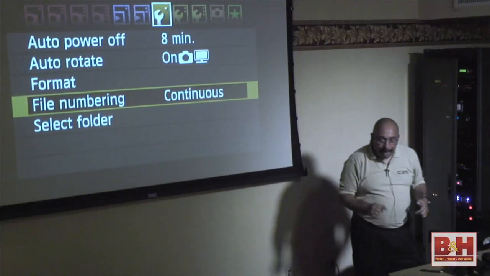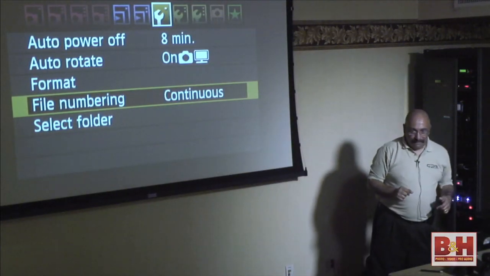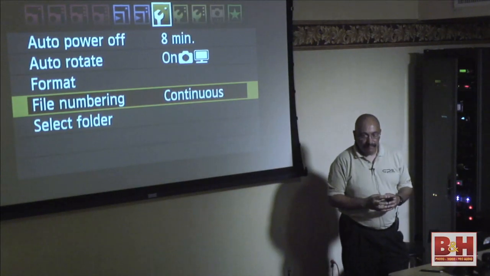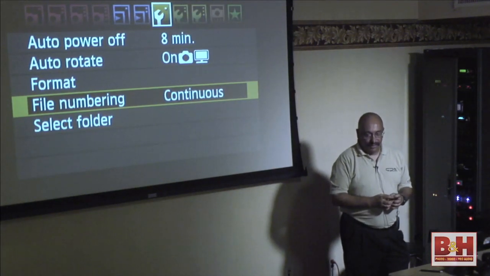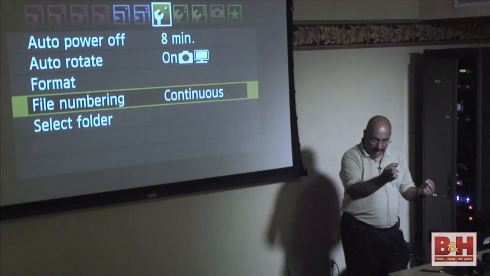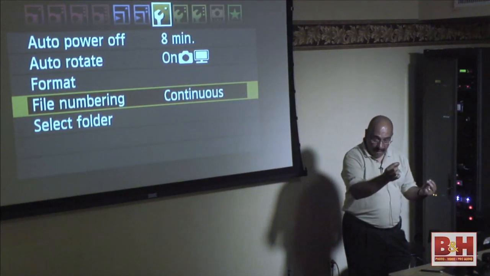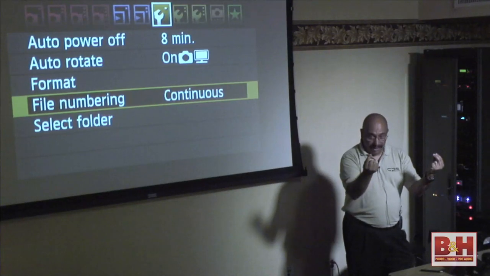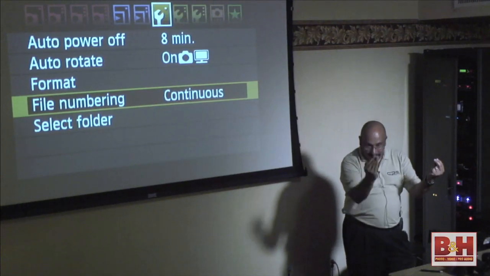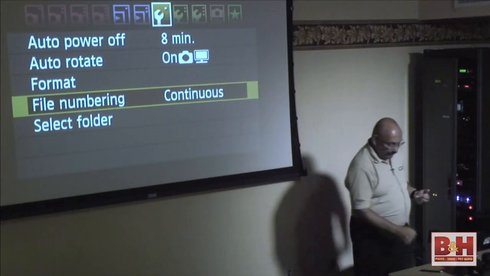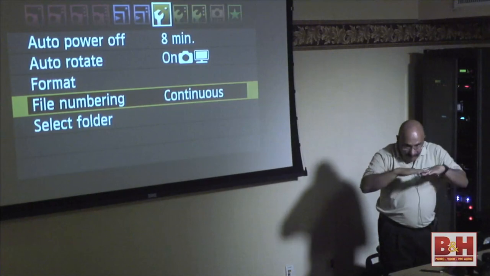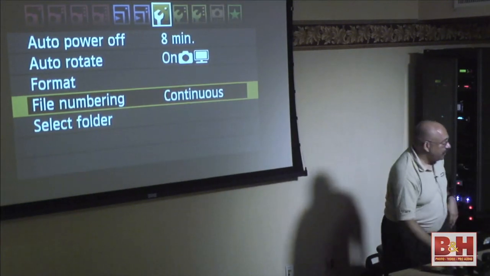Yes. On the auto reset, if you put an unformatted card in, does it still compare? The gentleman's question was, on auto reset, if you put a new card in that has images and you don't format it, does it compare? Yes, it does. And since it's not a freshly formatted card, once again, it looks at the two numbers, whichever is higher. It's going to pick up from there and continually number upward. But it only resets if it's a clean card, formatted.